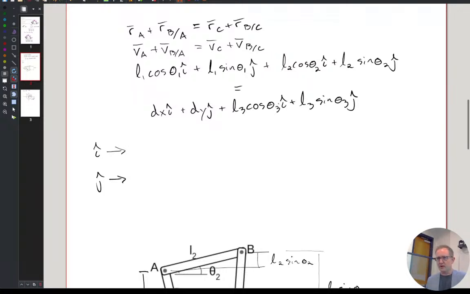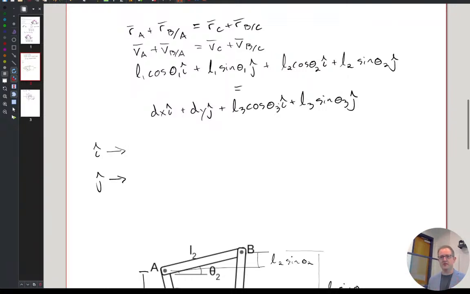All right, if we get I and J components, now we've got constraints on positions. And if we have constraints on positions, we can get constraints on velocities and accelerations, whatever we want. We can take derivatives of it. So I always start with position just because it's easier for me to think about where things are rather than how fast they're moving relative to each other.